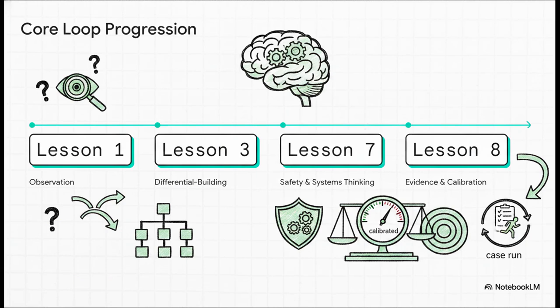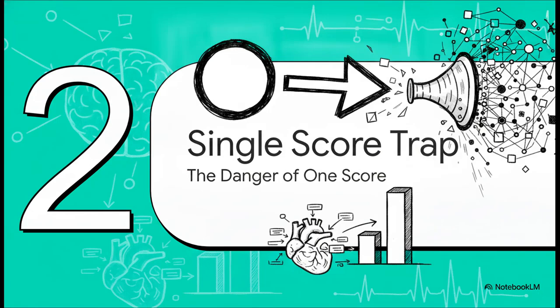To really appreciate the mechanics of evidence and calibration, we gotta realize that Lesson 8 doesn't just exist in a vacuum. It sits perfectly inside this broader, incredibly detailed 13-lesson curriculum that's built entirely around a cognitive core loop. Think about it like a progression. We start with observation back in Lesson 1, we move on to differential building in Lesson 3, we lock down system safety in Lesson 7, and then, boom, we arrive at our focus for today, Lesson 8, calibration. This sequence is literally by design. Calibration is that absolutely crucial final refinement step. It's basically the last check of your cognitive instruments before you ever attempt a full start-to-finish case run in Lesson 9.